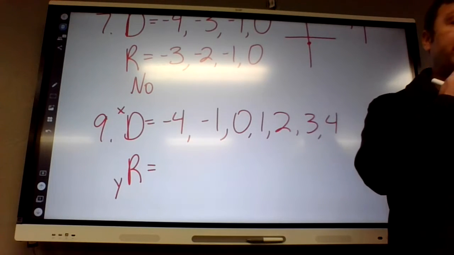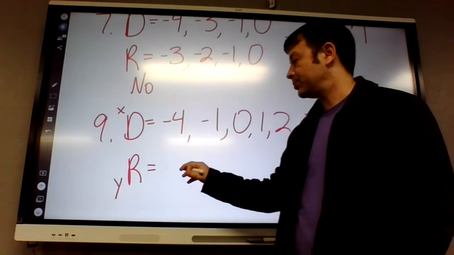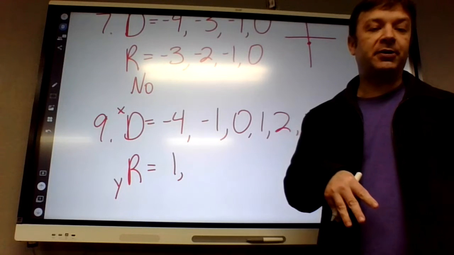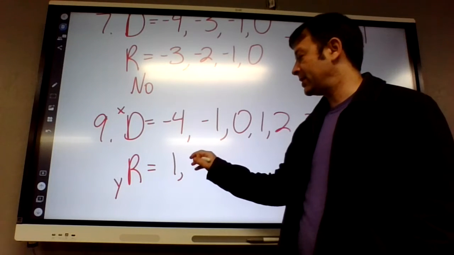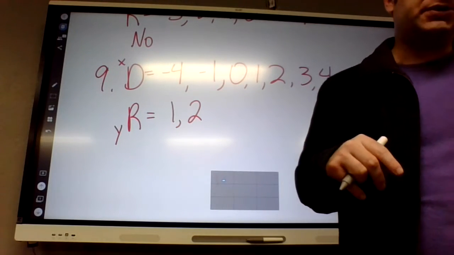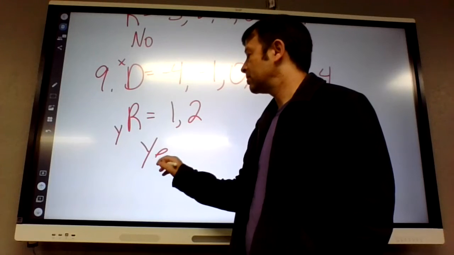What's the lowest y value in number 9? 1. There's a bunch of points on y equals 1. And then, what's the next y value up? 2. Anything else? No. Okay, is number 9 a function? Does it pass the vertical line test? Yes.